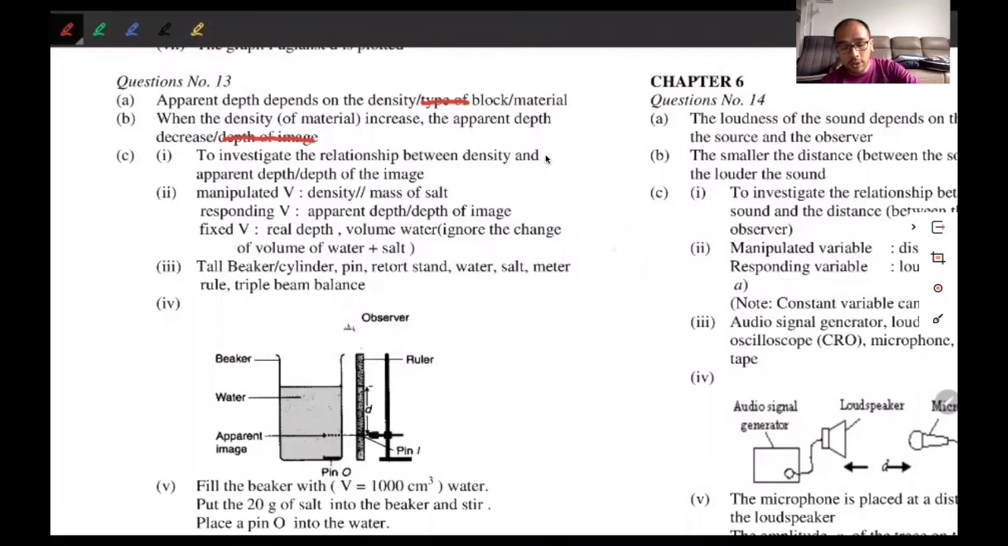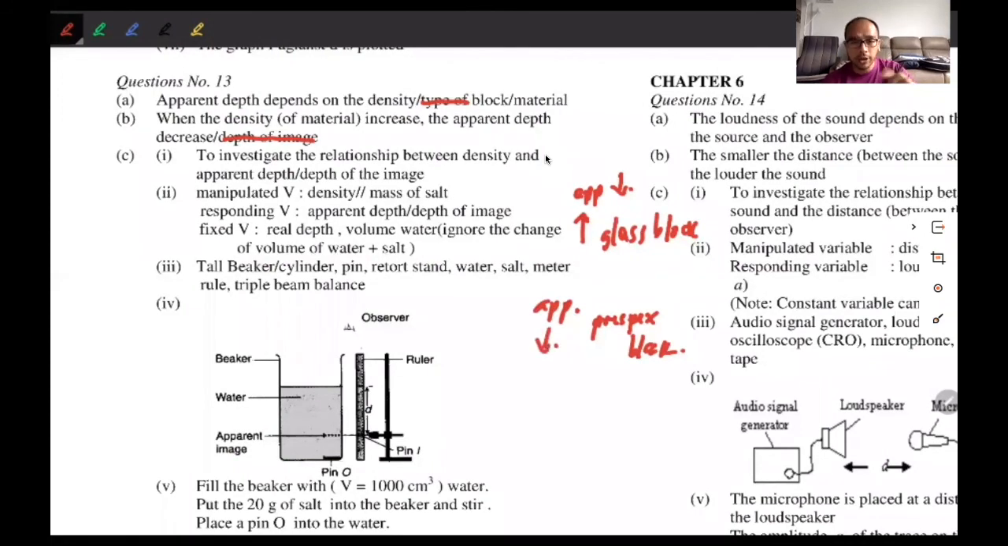Just now, you saw the glass block. It is nearer. The apparent depth is smaller. When perspex block, sorry, the apparent depth is bigger. It is deeper, because glass block is very dense compared to perspex. So when you increase the density, the apparent depth will decrease.